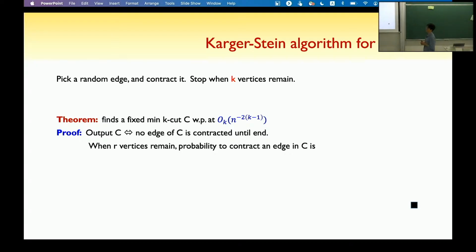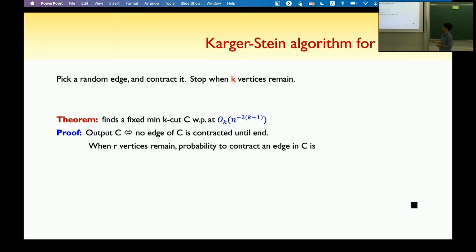So in order to do their analysis, let's fix our minimum k cut c. Then we know that the algorithm will output this fixed cut c if and only if no edge of the cut c is contracted during the algorithm. I think this is kind of easy to see, because if you contract an edge of c during the algorithm, then there's no way that the algorithm will output c. And if no edge of c is contracted, then when you have the final graph, the k-cut will be exactly c. Okay, so with this observation, all we need to do is to analyze the probability that some edge of c is contracted during the algorithm.